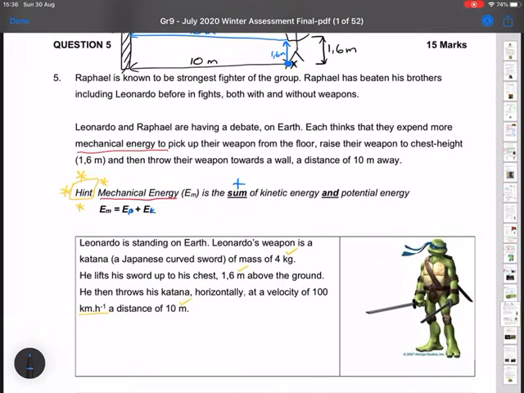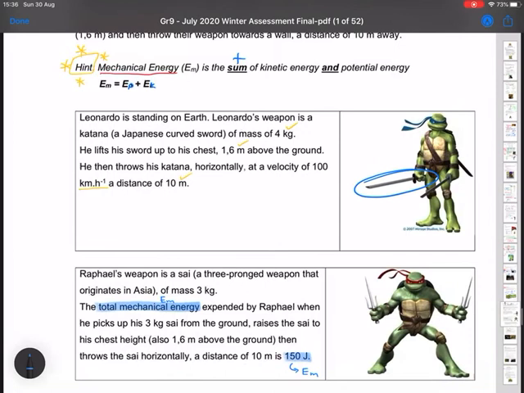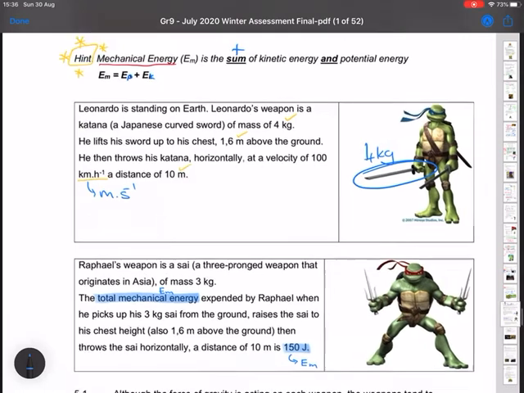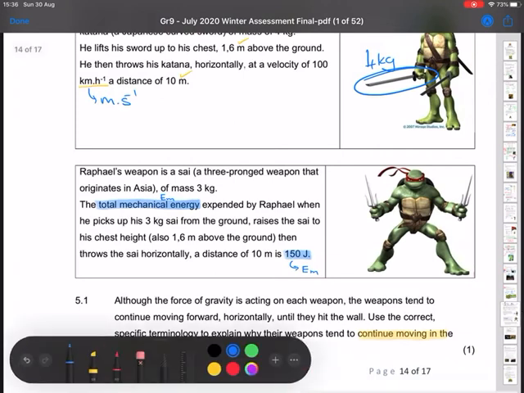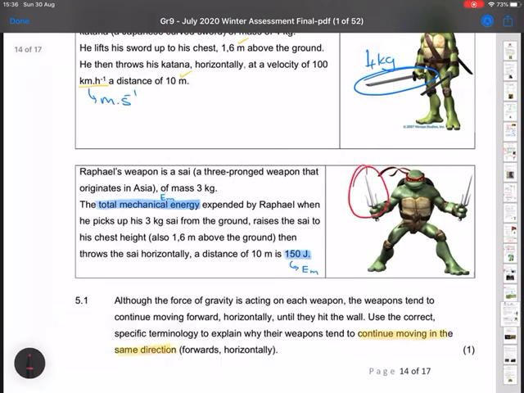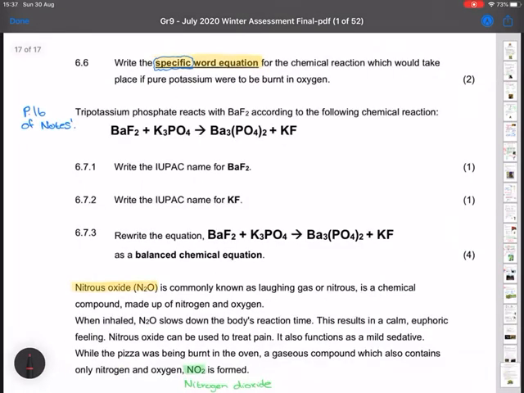Leonardo is standing on Earth. Leonardo's weapon is a katana, so that's a katana. It's got a mass of 4 kilograms. He lifts it up to 1.6 meters above the ground, then he throws it horizontally at a velocity of 100 kilometers an hour. Remember that you need to convert to meters per second if you're going to do any calculations, because kilometers an hour is not an SI unit. Raphael's got a sai. So there's his sai. It's got a mass of 3 kilograms.